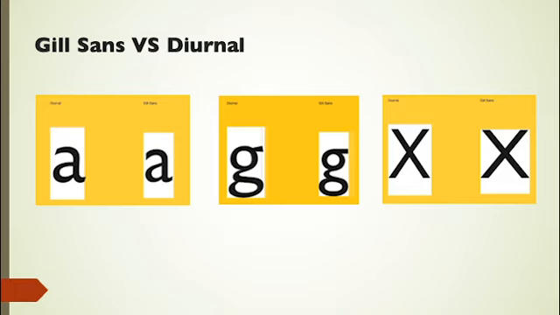The x of Gill Sans is unique compared to the rest of the alphabet in the font family. Gill Sans is known for its thinner body width, but the x is different. You can see how much width it takes up compared to the Diurnal's x. It's a very interesting choice.